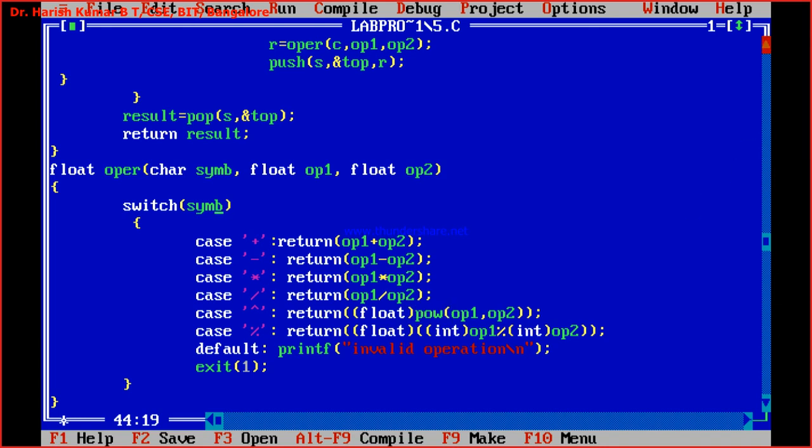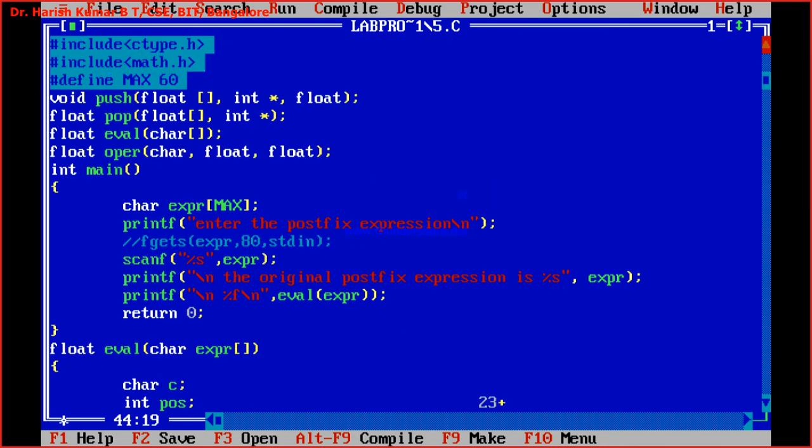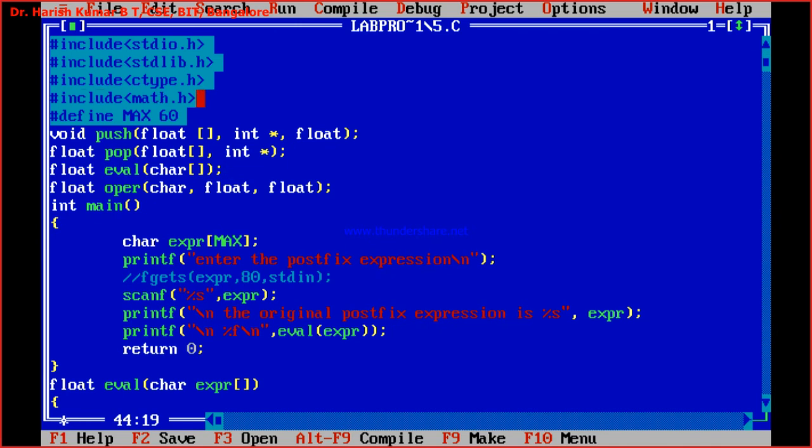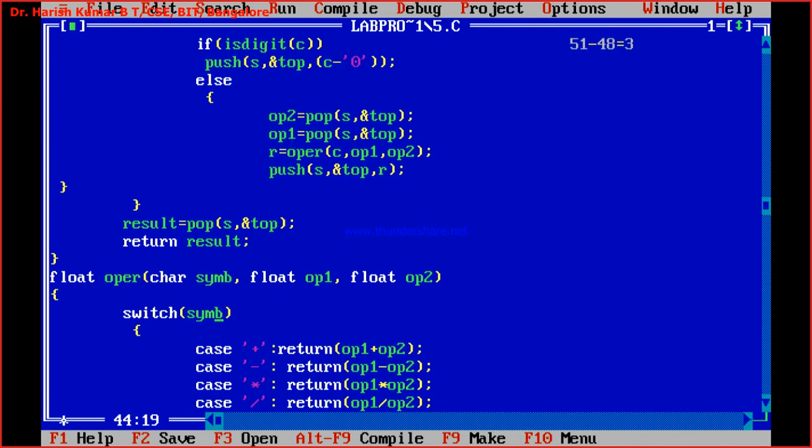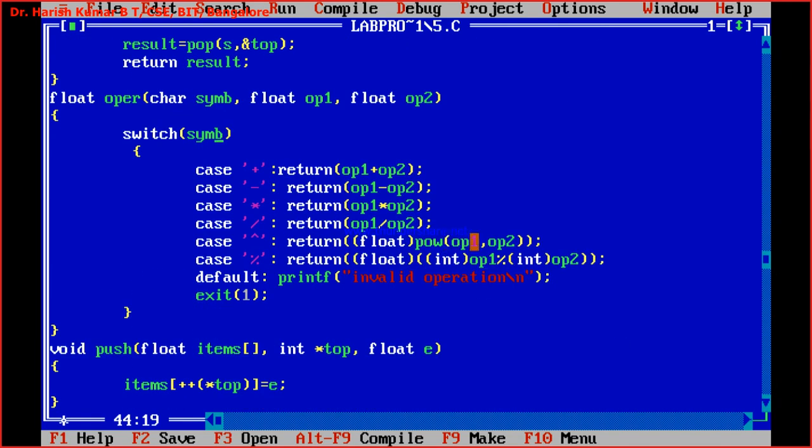Because of POW, we have used math.h. Without including math.h, it is not possible for you to use POW. Power of OP1 to the power of OP2. The result that we get, we are converting it into float, casting it into float.